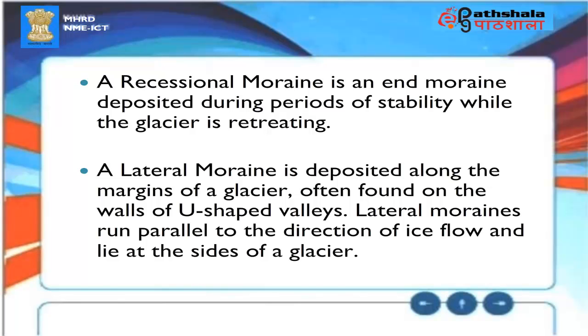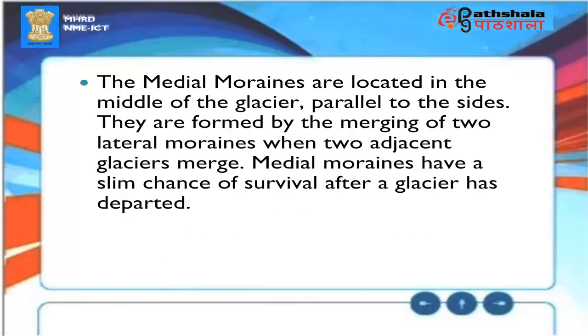A lateral moraine is deposited along the margins of a glacier, often found on the walls of U-shaped valleys. Lateral moraines run parallel to the direction of ice flow and lie at the sides of a glacier. The medial moraines are located in the middle of the glacier, parallel to the sides. They are formed by the merging of two lateral moraines when two adjacent glaciers merge. Medial moraines have a slim chance of survival after a glacier has departed.